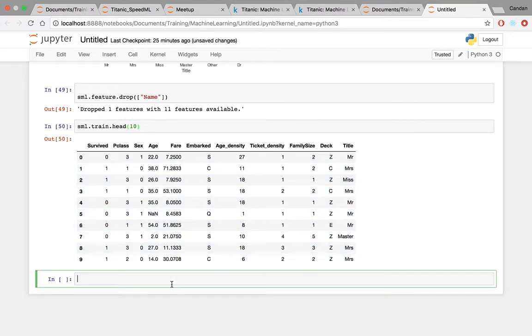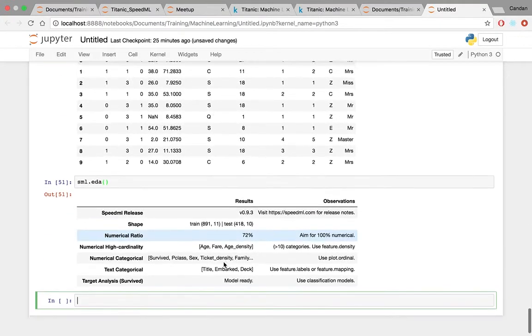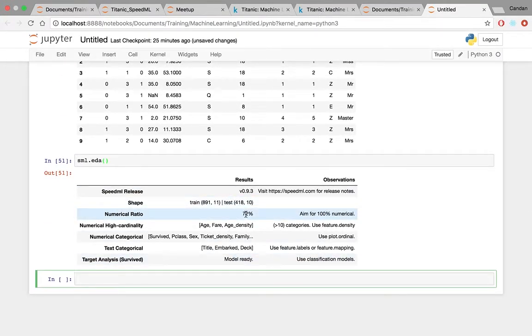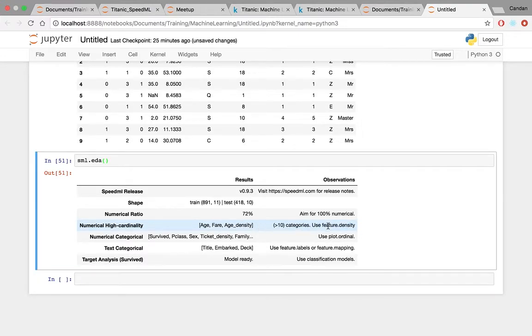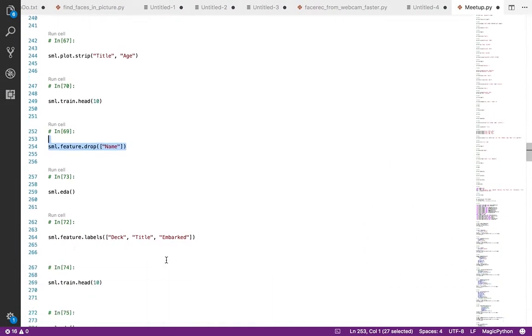And if you run the data analytics, whatever, you will see good numbers in the sum. You are 72% approaching all numerical representation of your data. And it's also giving you some idea and says that, hey, for age and fare, you can use the category. So feature density will be a helpful thing. And also, you can use title, embarked, and deck using the feature mapping, and then you will be good to go. So let's do the rest.